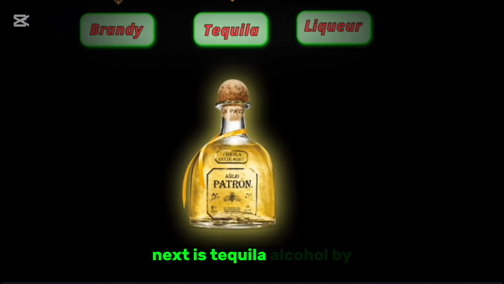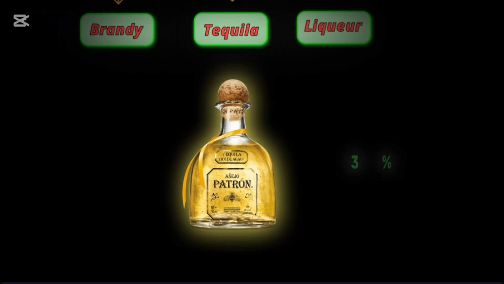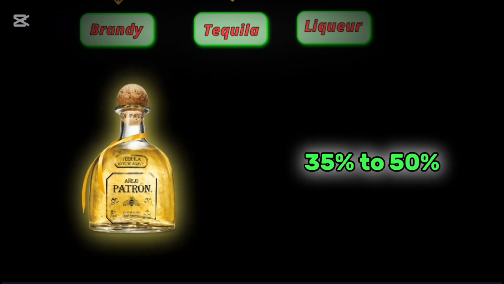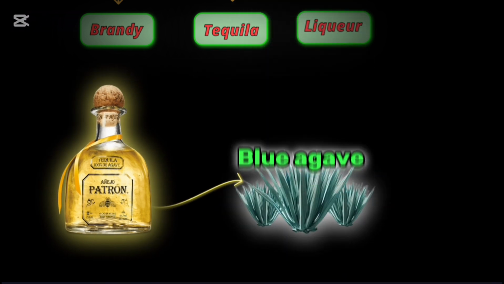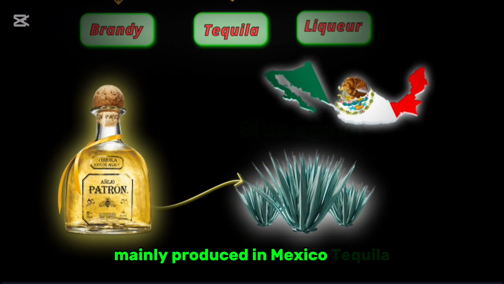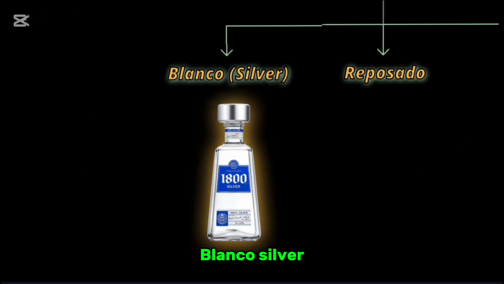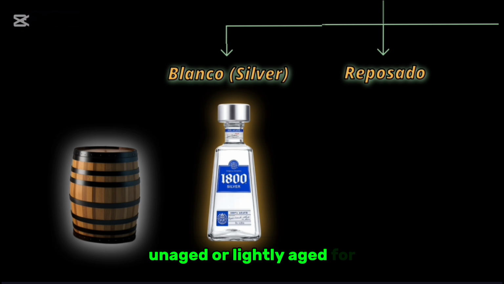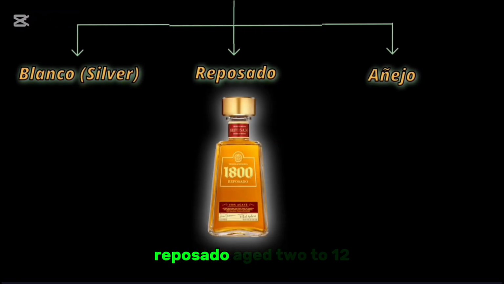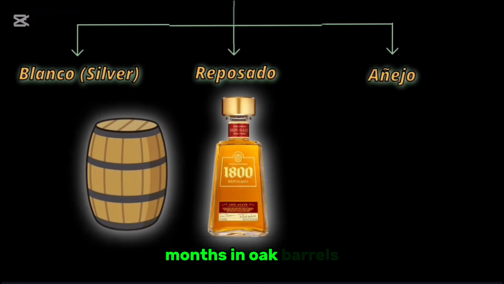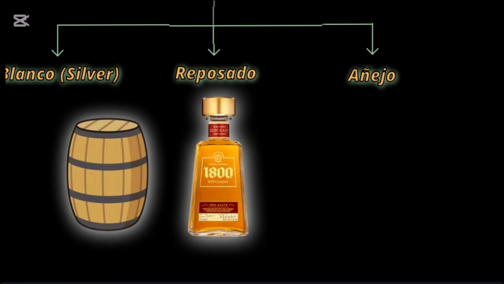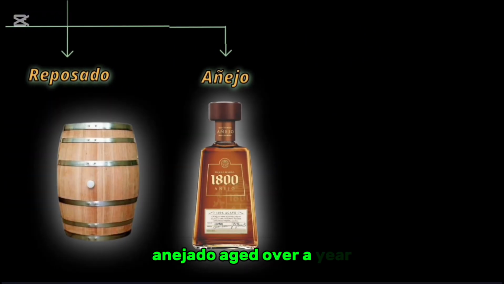Next is tequila. Alcohol by volume is 35% to 50%, made from the fermented juice of the blue agave plant, mainly produced in Mexico. Tequila types are Blanco, silver, unaged or lightly aged for a crisp agave flavor. Reposado, aged 2 to 12 months in oak barrels for a smoother taste. And Añejo, aged over a year, developing deep flavors.